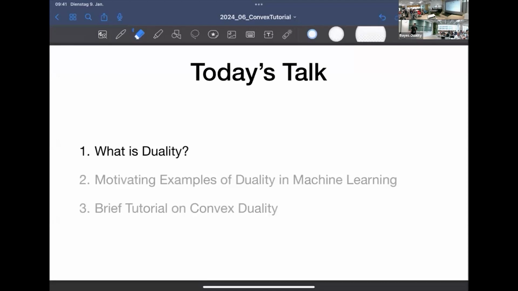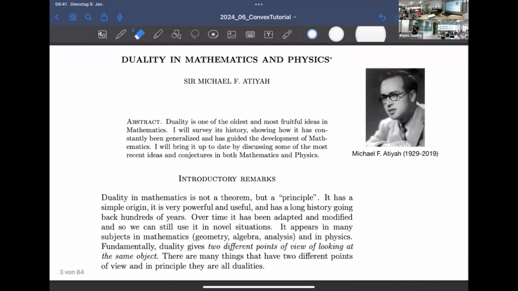I actually didn't really know what duality is, so I just Googled it. And I found this really nice paper by Michael Atiyah, a famous mathematician who I think won the Fields Medal. He wrote this really beautiful paper called Duality in Mathematics and Physics, which are much more mature disciplines than machine learning. Maybe I'll just read it because it's so well written. In the abstract he says, duality is one of the oldest and most fruitful ideas in mathematics.